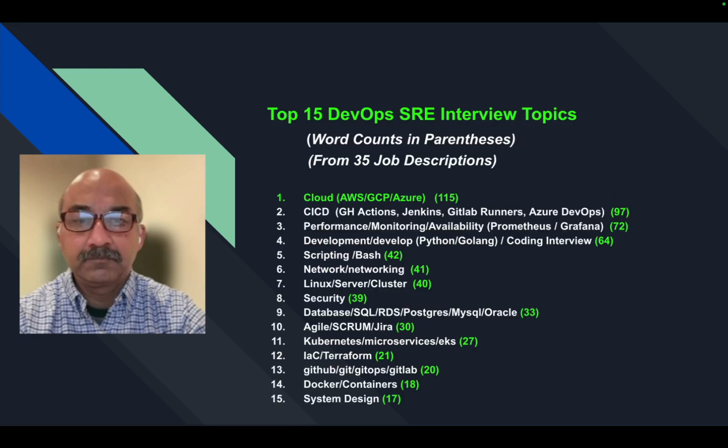As you might know from my previous videos, I did some research based on LinkedIn job descriptions, 35 of them, and I came up with 15 most important topics for DevOps and SRE interviews. The ones at the top, like cloud and AWS, are more important than the ones at the bottom, like system design. So if you're preparing for DevOps and SRE interviews, you should be focusing on these 15 topics. However, you should be spending a lot more time on the top 5 or 6 of them than on the bottom 5 or 6 of them. That would be a good strategy to go forward with.